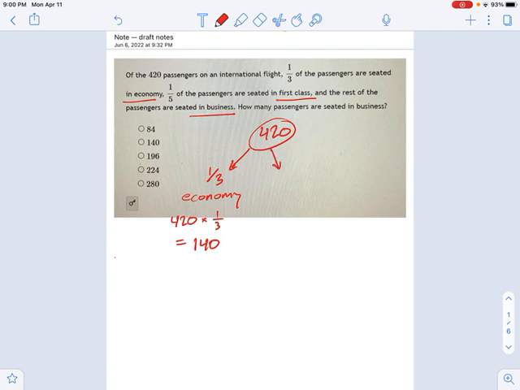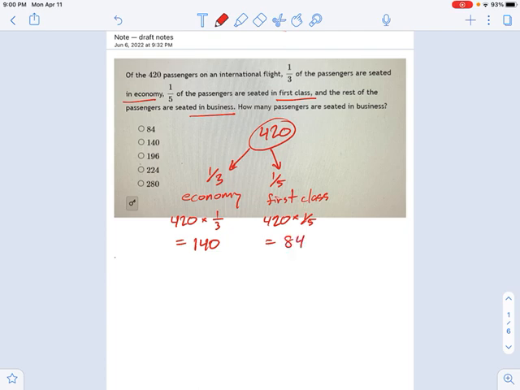And then you also have 1/5 of the passengers in first class. So what that means is 420 times 1/5. Okay, and there you've got, I think, 84 people. Is that what I figured out here? Yeah, 84 people in first class.